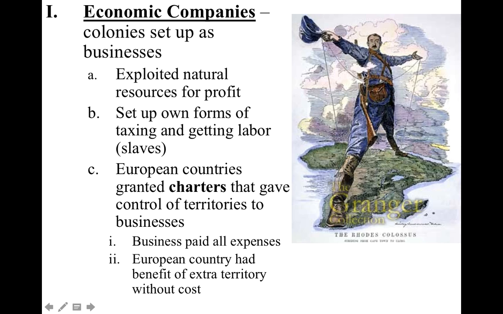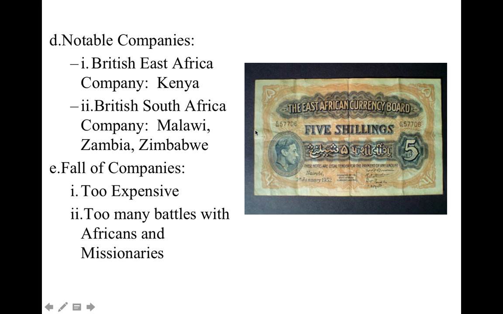One of the more famous is this gentleman here, which you guys can see he is kind of standing on the continent of Africa. He has the strings. He's almost like the puppet master of Africa, and he is Cecil Rhodes. Cecil Rhodes was a very famous diamond miner. He owned a company colony set up in the southern portion of Africa, and he basically took that area for all it was worth and made a fortune from it. Some of the most notable companies: the British East African Company, which was in Kenya, and the British South African Company, which was in Malawi, Zambia, and Zimbabwe.